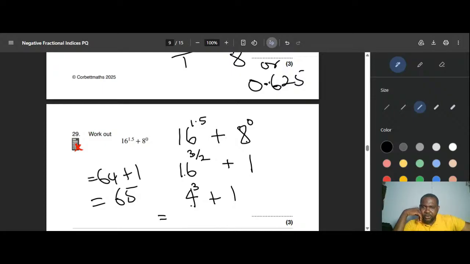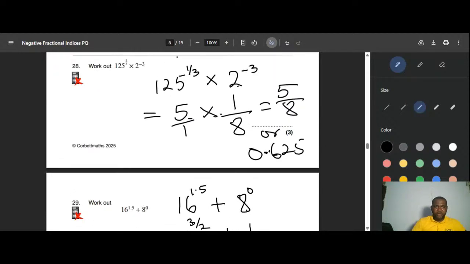Stanley, your answer cannot be 15.625. That's not right in any way. This is cube root of 125, which is 5. 2 raised to power minus 3 means 1 over 8. Negative index means 1 over 2 raised to power 3, which is 8. So 5 times 1 is 5, 1 times 8 is 8. And 5 divided by 8 is 0.625.